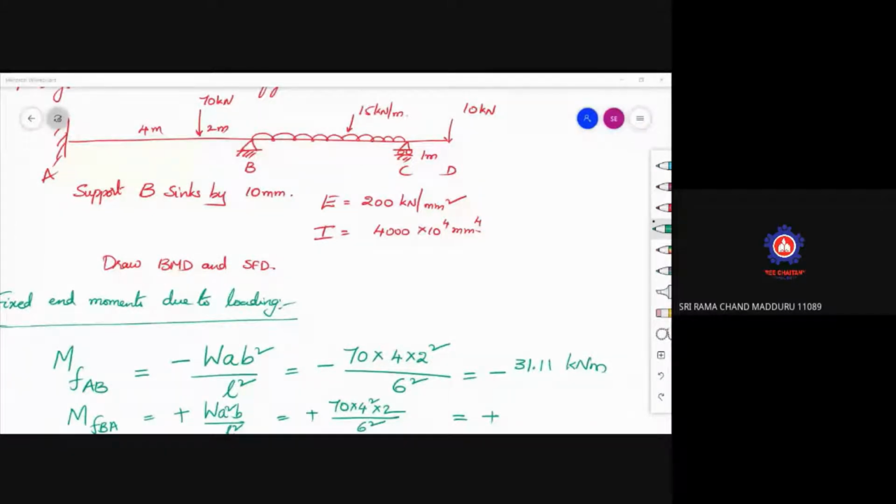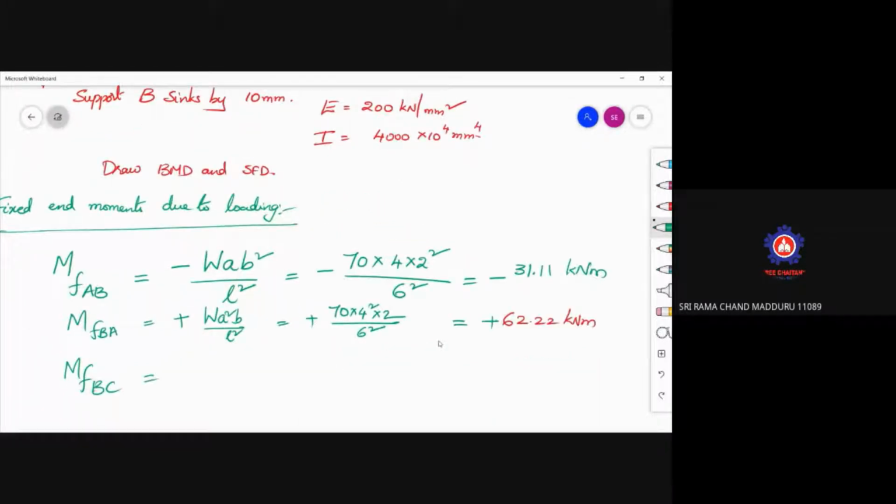BC length is not mentioned. Okay, I will mention the BC length also. This is 4 meters. MFBC is equal to minus W L square by 12, minus 15 into 4 square by 12. So what is this value? Minus 20. Minus 20 kilonewton meter.